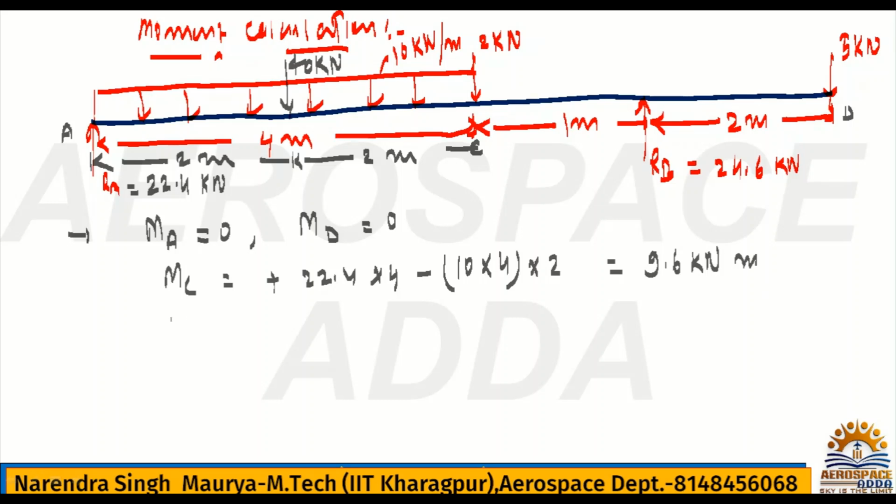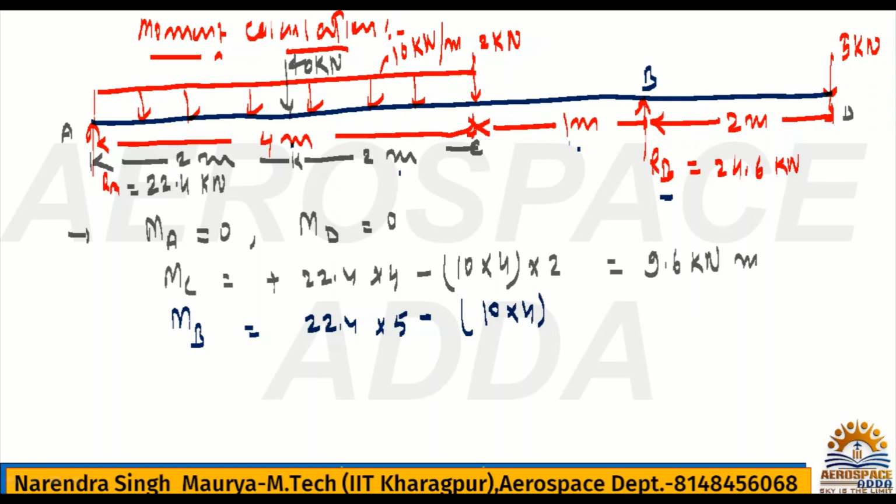Similarly, we have to write the moment at point B. If you write the moment at point B, then it will be what? Again, because of the RA force 22.4. Now, what is the perpendicular distance? 4 plus 1, because we are talking about point B. This is the point B. So 4 plus 1, that is 5 meter. And again, this UDL force will give a moment about point B. So the total UDL you have converted into a concentrated load. So it becomes 10 into 4, 40 kilonewton. Now at mid it will act, so 2 meter from C it will be acting. But now you are taking moment about point B.